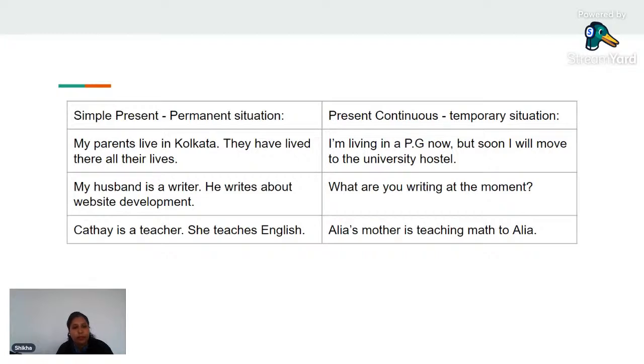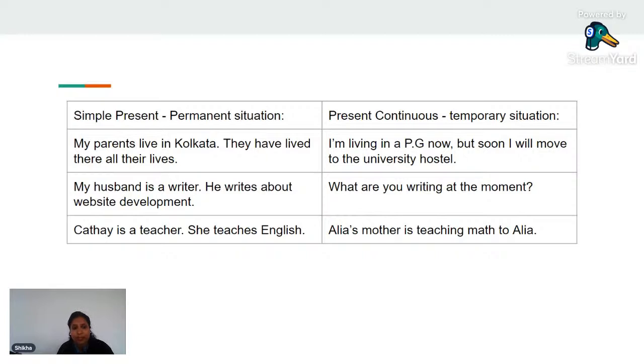Under simple present tense we can say, my parents live in Kolkata. They have lived there all their lives, right? Present continuous tense: I'm living in a PG now, but soon I will move to the university hostel. So that means in a PG you are living for a temporary time, but soon you are going to move to some other place. My husband is a writer. He writes about website development. What are you writing at the moment? Can you see the difference? The difference between a writer and what I'm asking somebody, what that person is writing at the moment.